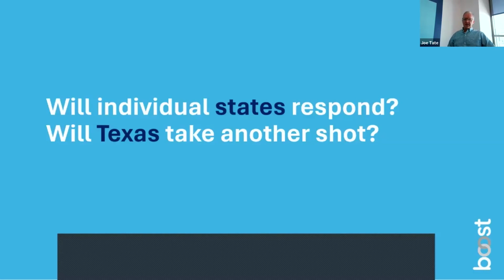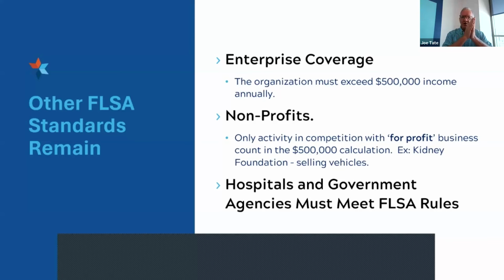And let me switch gears a little bit. There are other parts of the Fair Labor Standards Act that are often overlooked or forgotten, and we're going to take a look at those. Remember that there are also enterprise coverage rules: the organization, to fall under the Fair Labor Standards Act, must exceed $500,000 in income annually. So that's interesting, that if you're a tiny corporation and you're not making over $500,000 annually, there are some exemptions there, and the FLSA standards would not apply.